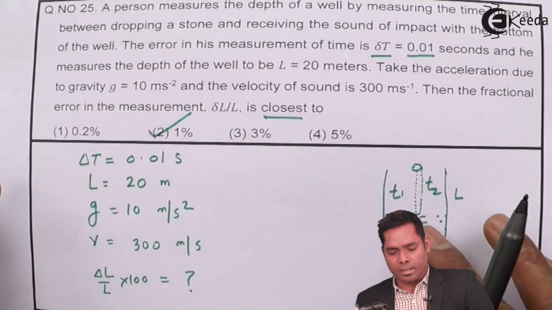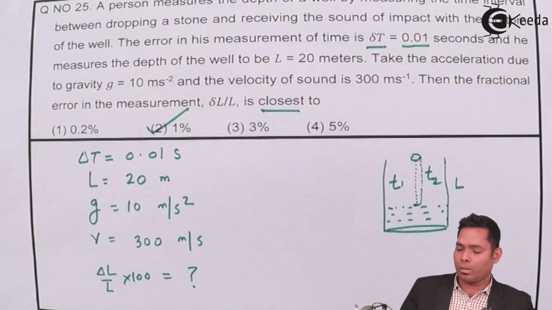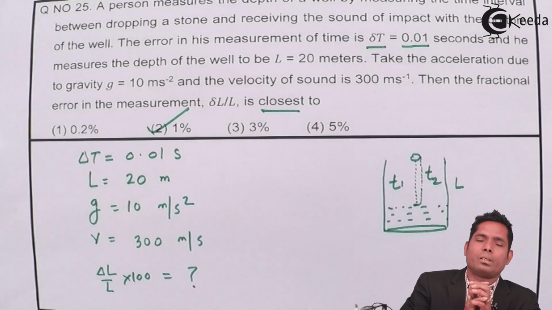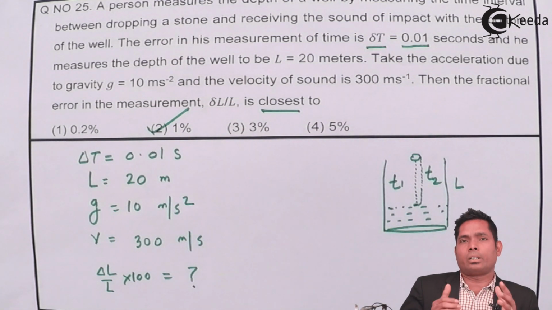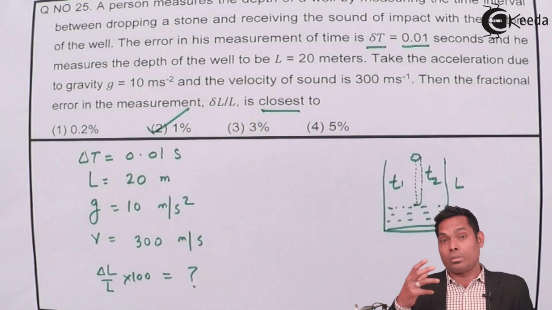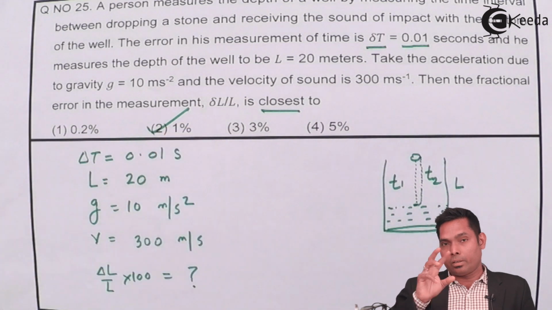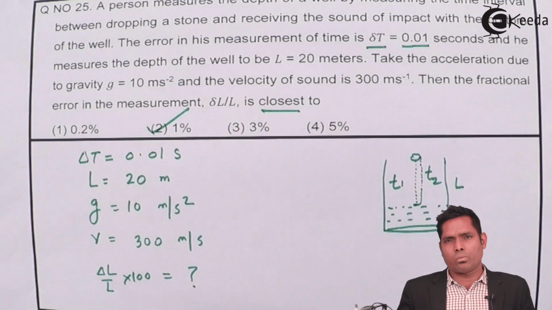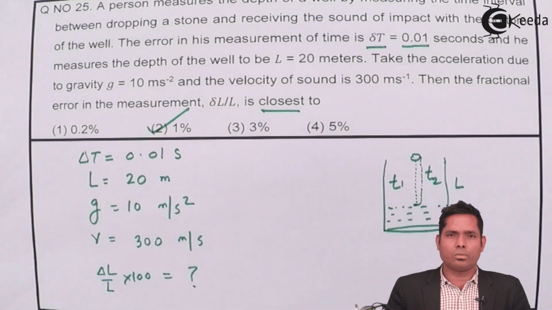The percentage error in the measurement of length when the stone is dropped and then the sound is received: if you measure the length listening to the sound and the difference of time, then this is the error that is introduced, that is 1%, which is pretty okay. This is the answer to this question.